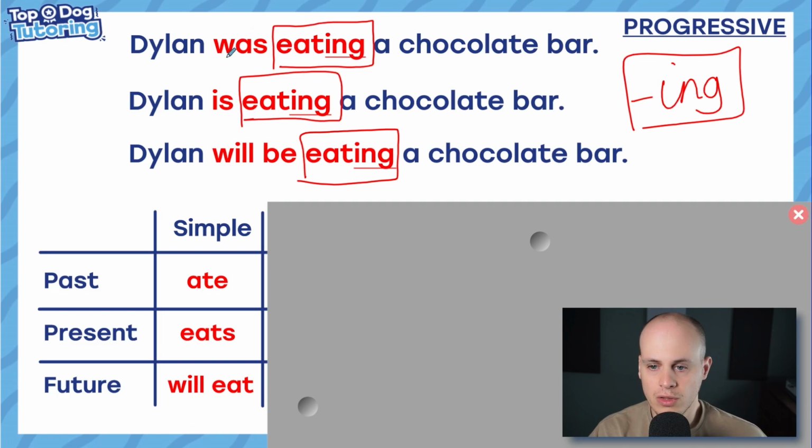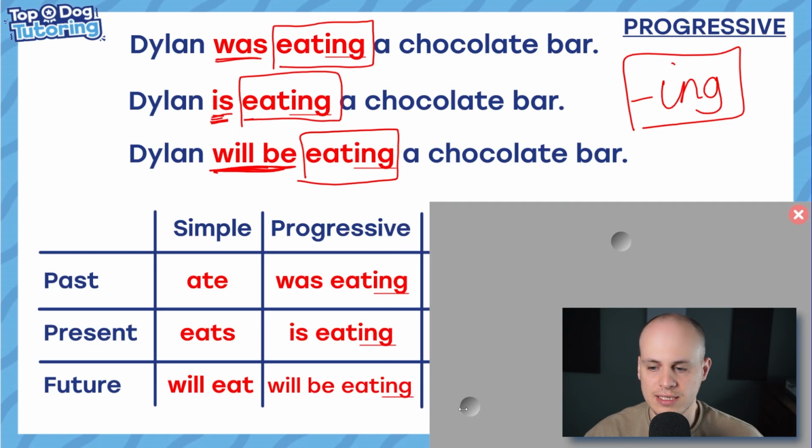So the past tense verb was solidifies the fact that this is in the past tense. Dylan was eating. The present tense verb is solidifies that this sentence is in the present tense. Dylan is eating. And the future tense will be solidifies this last sentence being in the future tense. All three of them use an ing version of the verb, but they all use a different verb beforehand to help us understand what actual tense it's in. So progressive using ing.